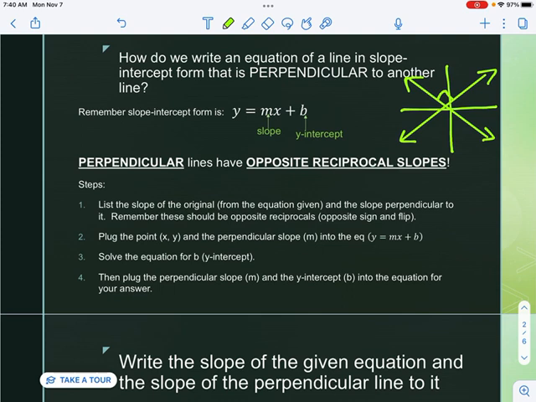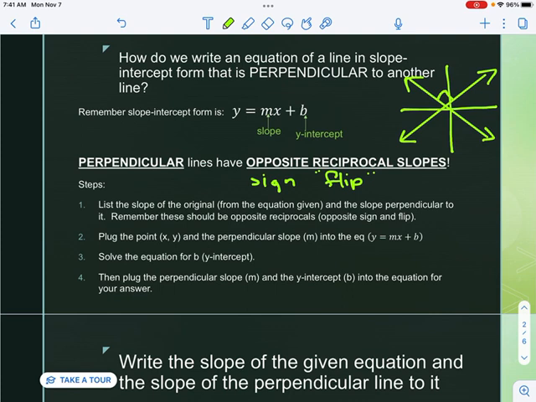So in order for that to happen, they have to have opposite, which means that we switch the sign, and reciprocal, which means we flip it. So we switch the sign and flip in order to get the slope of a perpendicular. The steps to doing this: the first one is we list the slope of the original and the slope perpendicular to it. Remember, these should be opposite reciprocals, meaning opposite sign and flip the fraction.